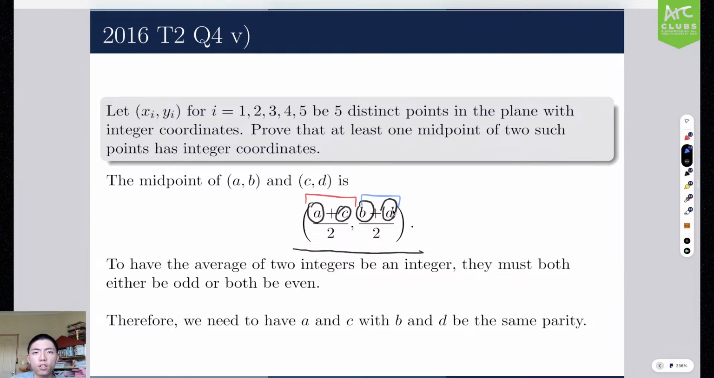In order for that to happen, we need a and c to be the same parity. And we also need b and d to be the same parity. Note that a and b do not have to be the same parity. It just has to be a and c are matching, and then b and d are matching. That way we can get an even sum, which is going to be divisible by 2.